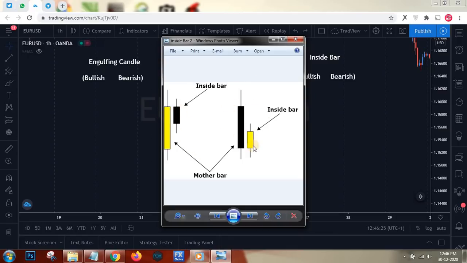Then another example is this. Both the wicks and the body of the daughter are covered by that of the mother.